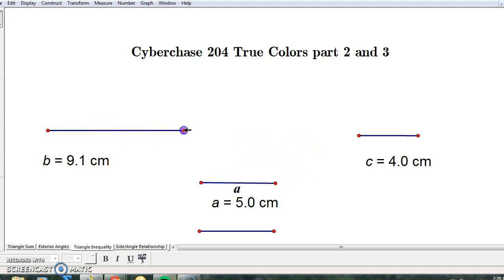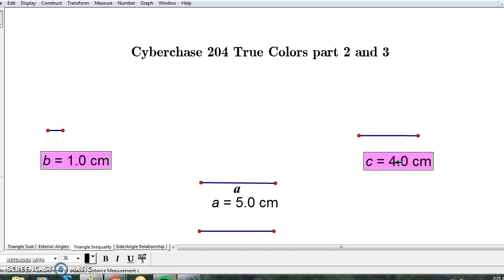Let's see, we're getting close to 9. And we see that at 9, it disappears. Okay, if I go back this way and shorten it, I get to 1, and it disappears. And if you notice, right now I'm at 1, where these two, 1 and 4, if you put those two together, again, it's going to equal 5, so it can't be a triangle.